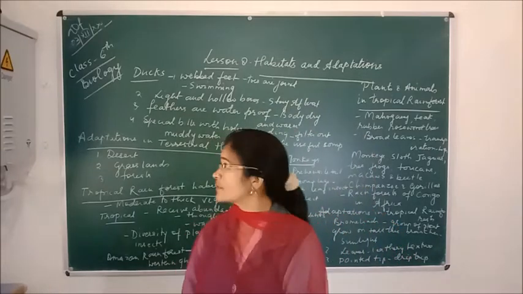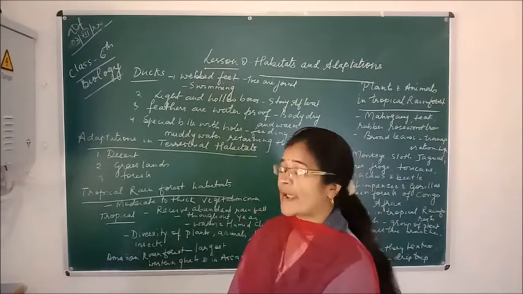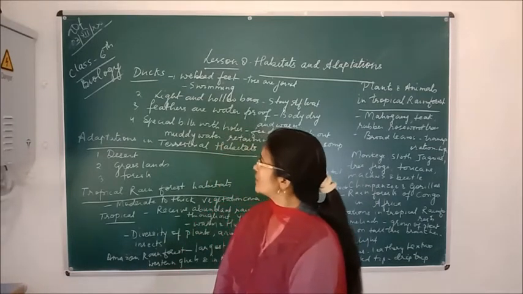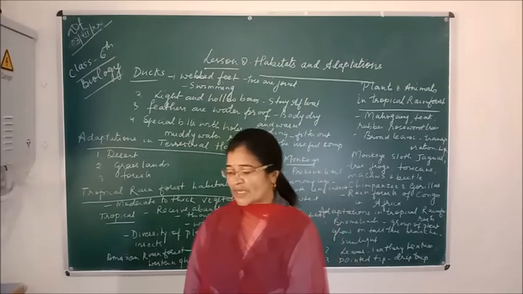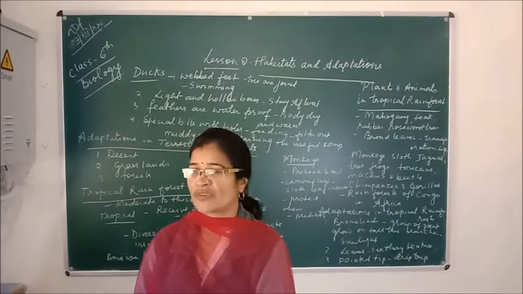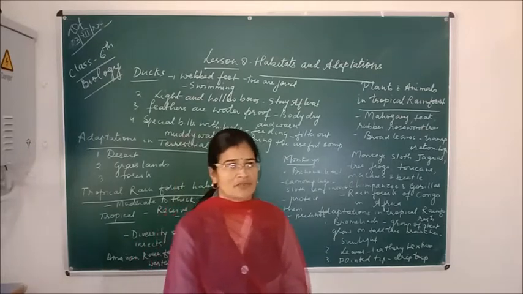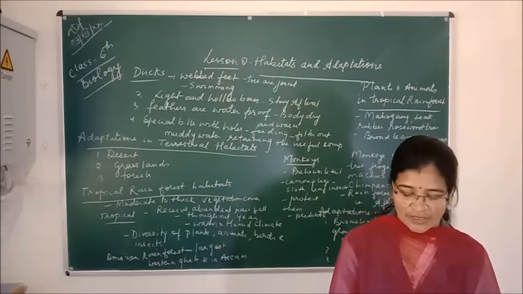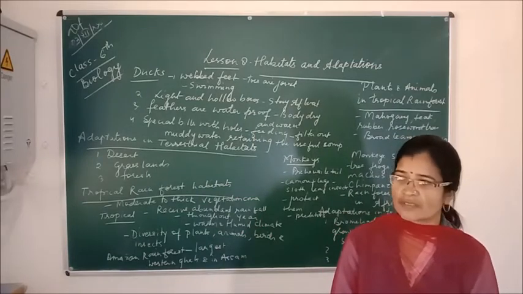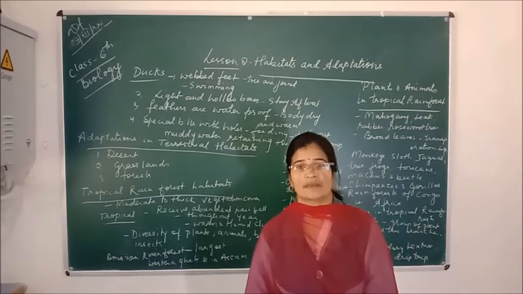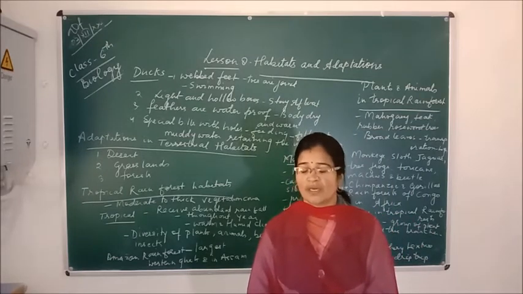Good morning, students. Today we'll continue the lesson Habitats and Adaptations in class 6th biology. In the previous class, I explained to you about adaptation in aquatic animals, especially in fish. What are the characteristic features found in fish which help them to survive in the water, like their gills, streamlined bodies, scales, and fins?